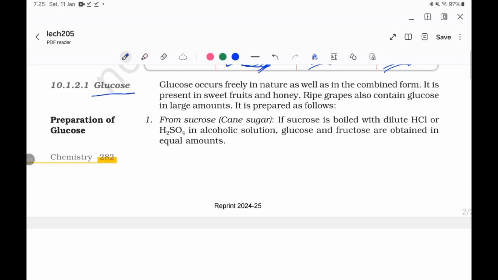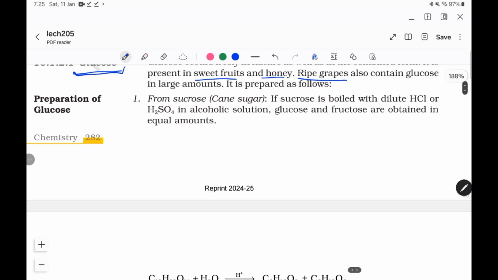Hello everyone. In this video, we are going to see the preparation of glucose and the reactions of glucose. Let us understand, where is glucose found? Glucose occurs freely in nature as well as in the combined form. Mostly it will be found in sweet fruits and honey, for example, in ripe grapes. Let us see how it is prepared.